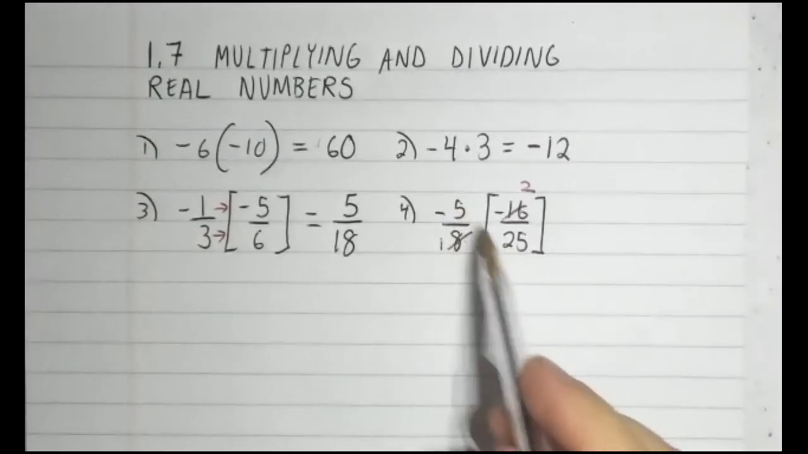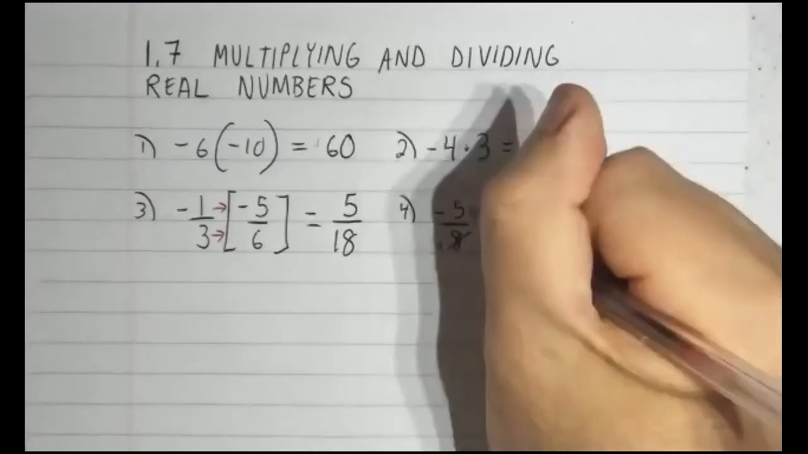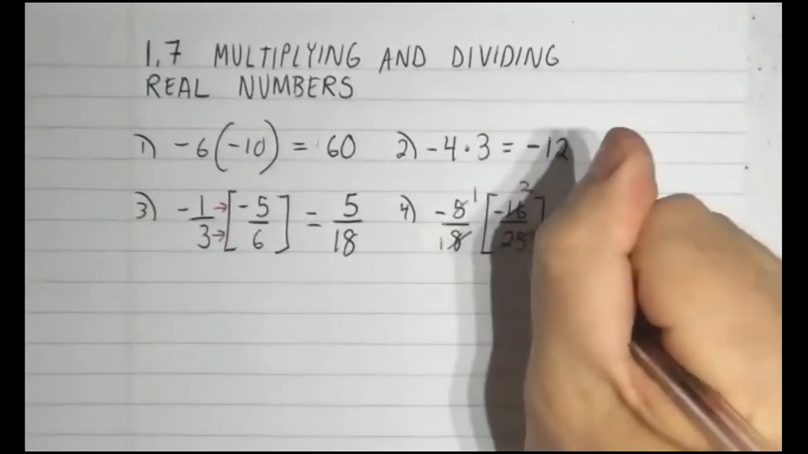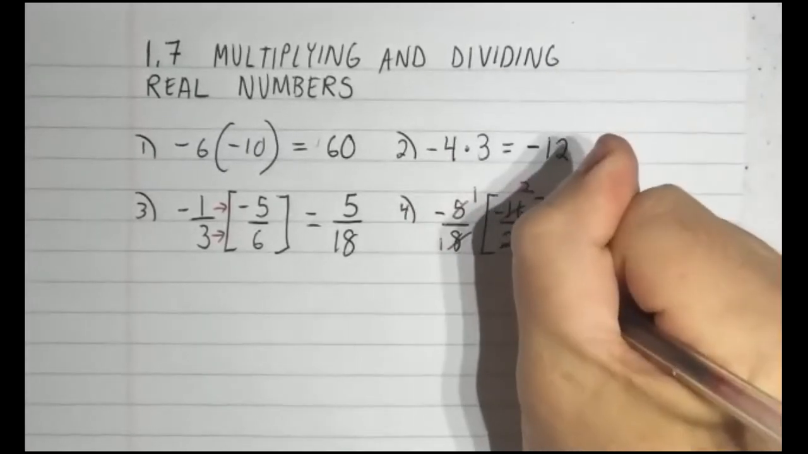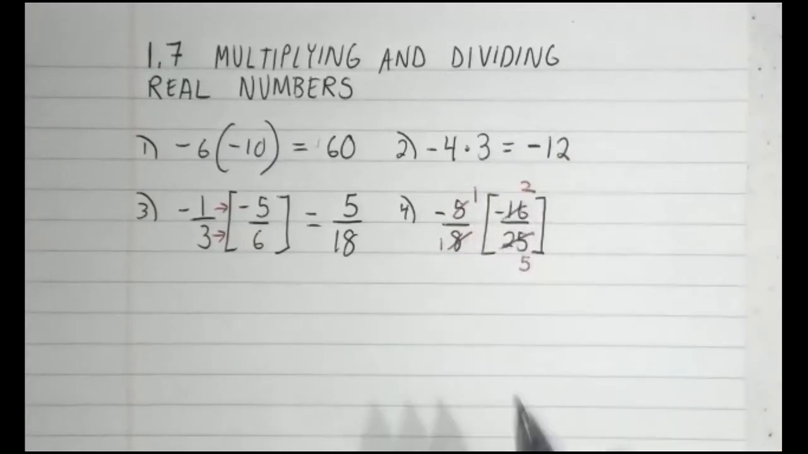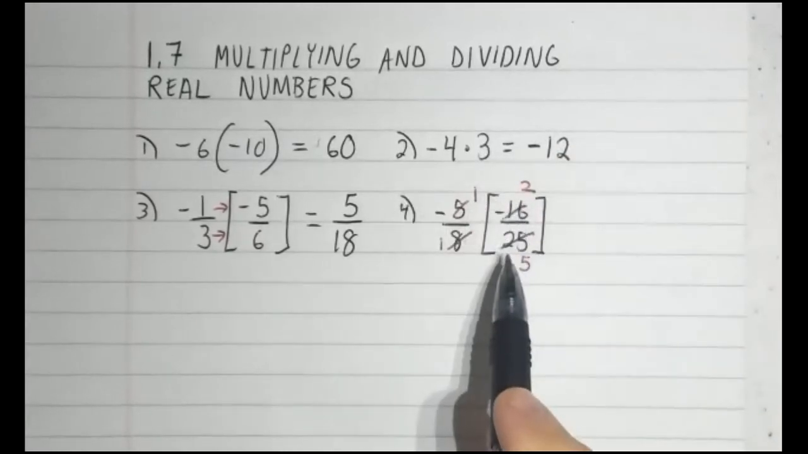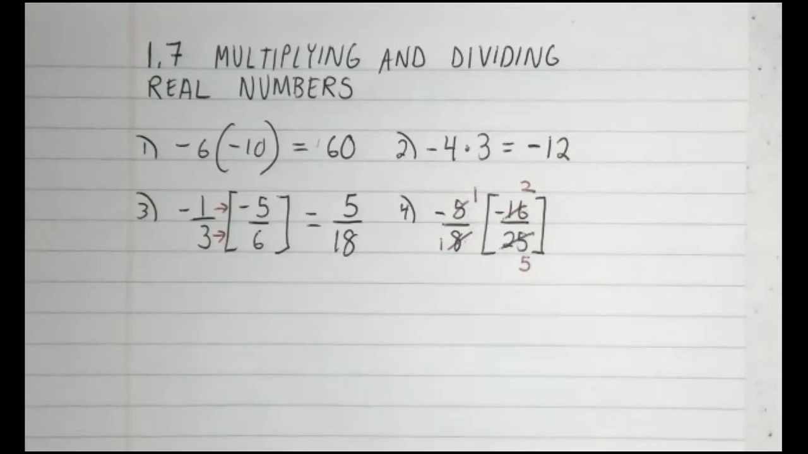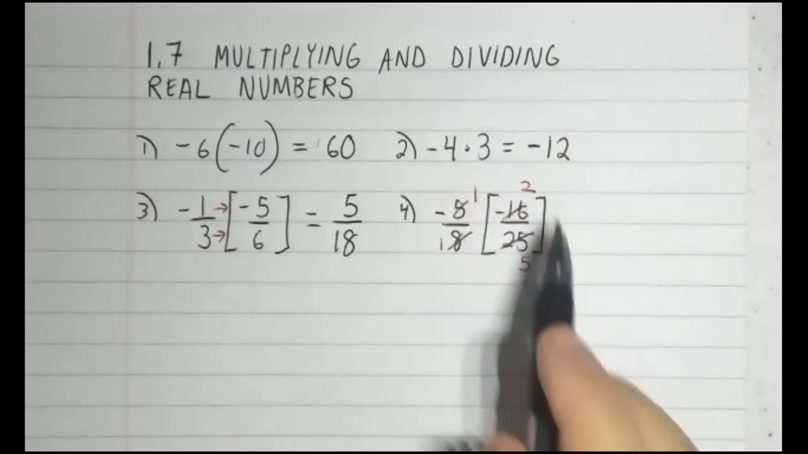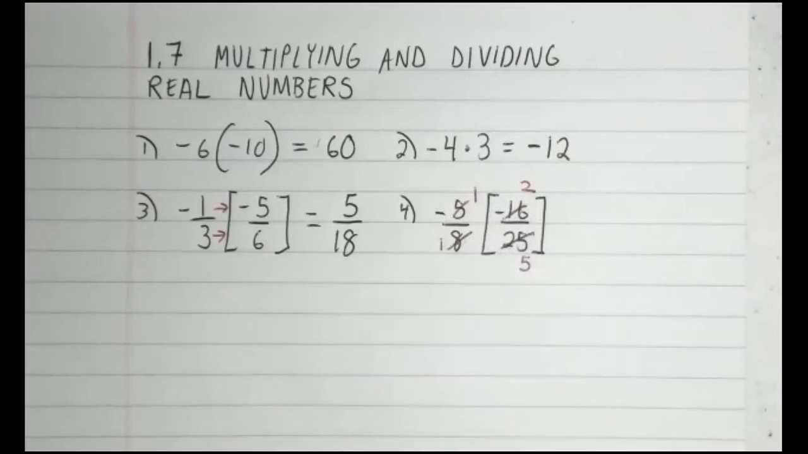And then we have the 5 and the 25. Well, 5 will go into 5 one time, and 5 will go into 25 5 times. So you'll save yourself some work. If you don't see that, you've got to multiply straight across, and then you're going to have to reduce, which is going to cause you just some more work there.